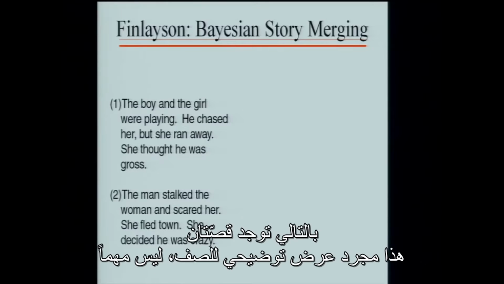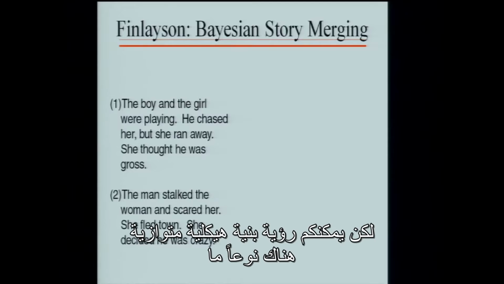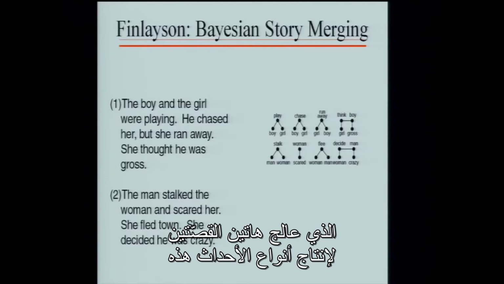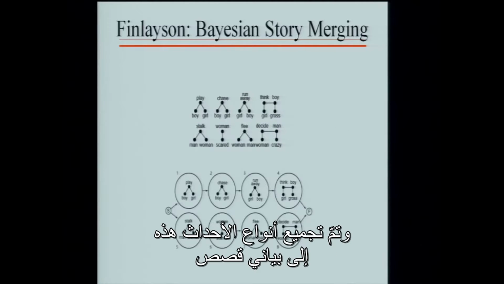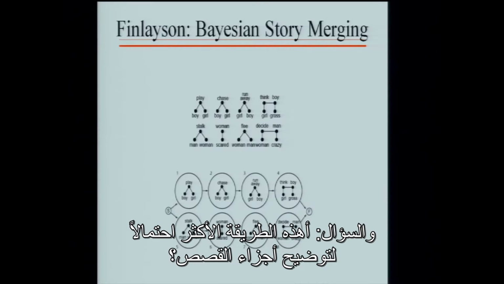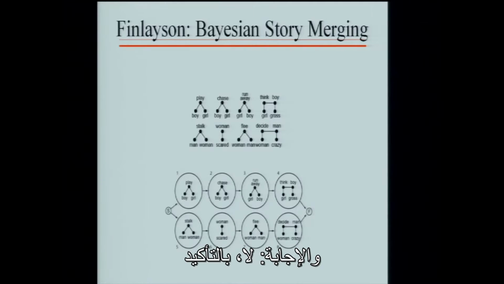So there are the two stories. This is just a classroom demonstration, no big deal. But you can see there's a sort of parallel structure in there. So this is the work of a graduate student, Mark Finlayson, who processed those stories to produce those kinds of events, and those kinds of events that get assembled into two story graphs. And the question is, is this the most probable way of explaining that corpus of stories? And of course the answer is no.